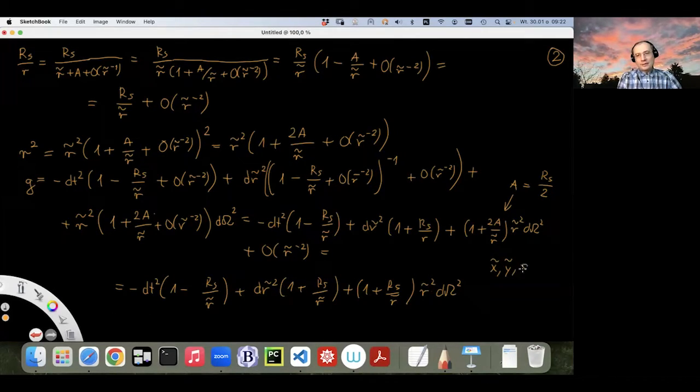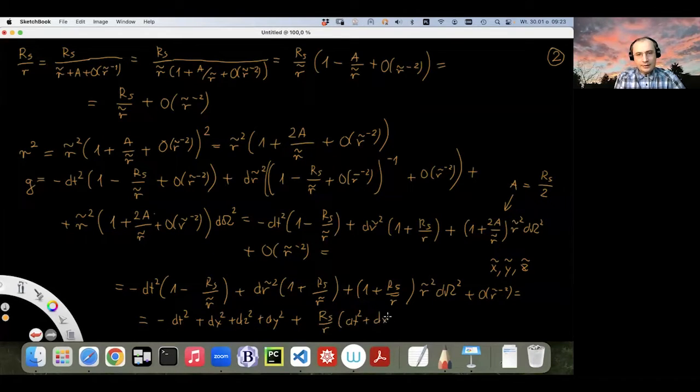And now in this form, when we pass to the quasi-Cartesian coordinates x, y, z using the standard form of the spherical equations, it turns out that what we get is minus dt squared plus dx squared plus dy squared plus dz squared plus rs over r times (dt squared plus dx squared plus dy squared plus dz squared) plus higher order terms. Okay, that's nice.